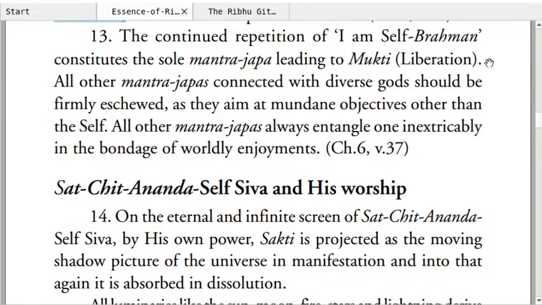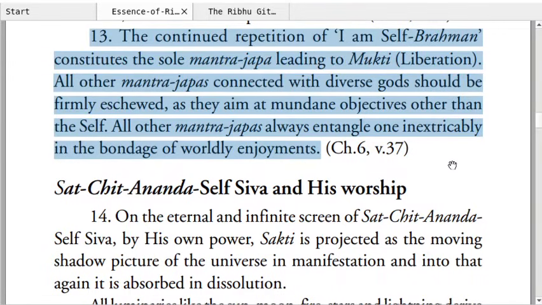So number 13, the continued repetition of I am self Brahman constitutes the soul mantra japa, leading to mukti or liberation. All other mantra japas connected with diverse gods should be firmly eschewed as they aim at mundane objectives other than the self. All other mantra japas always entangle one inextricably in the bondage of worldly enjoyments. Now try to tell this to practitioners of mantra japa. They won't believe it. Then you add the word, name there. Oh, it was said by Ribhu, and now they want to believe it. But they won't be able to give up all their practices because there is an intense desire to achieve something by chanting these mantras connected to diverse gods and goddesses. They cannot give it up.